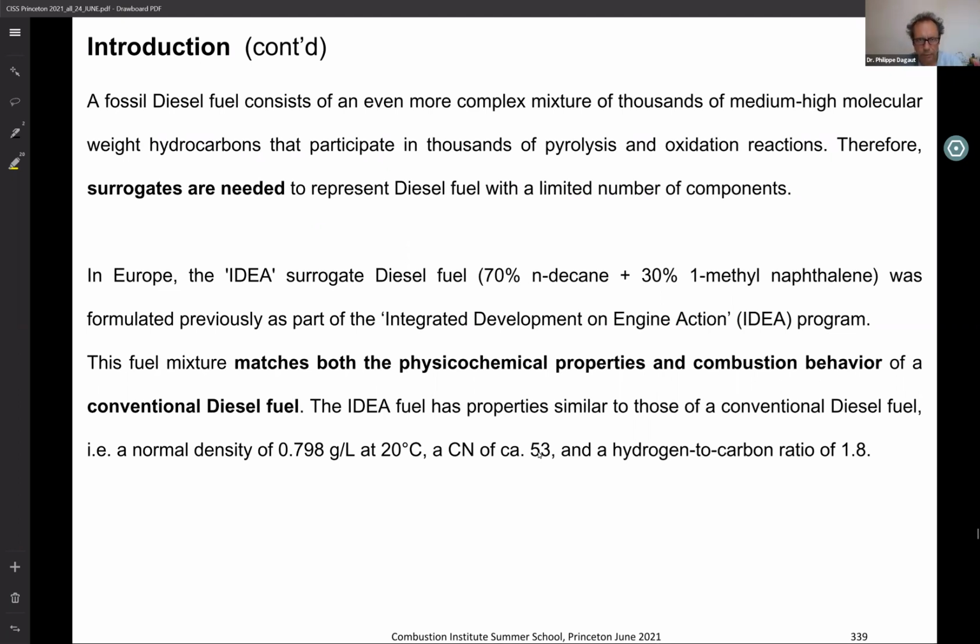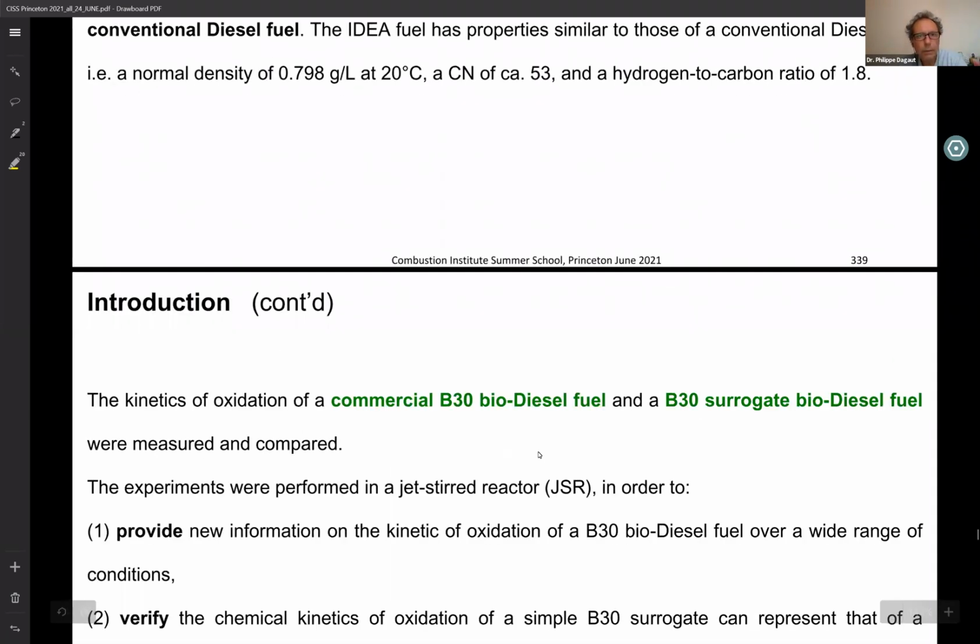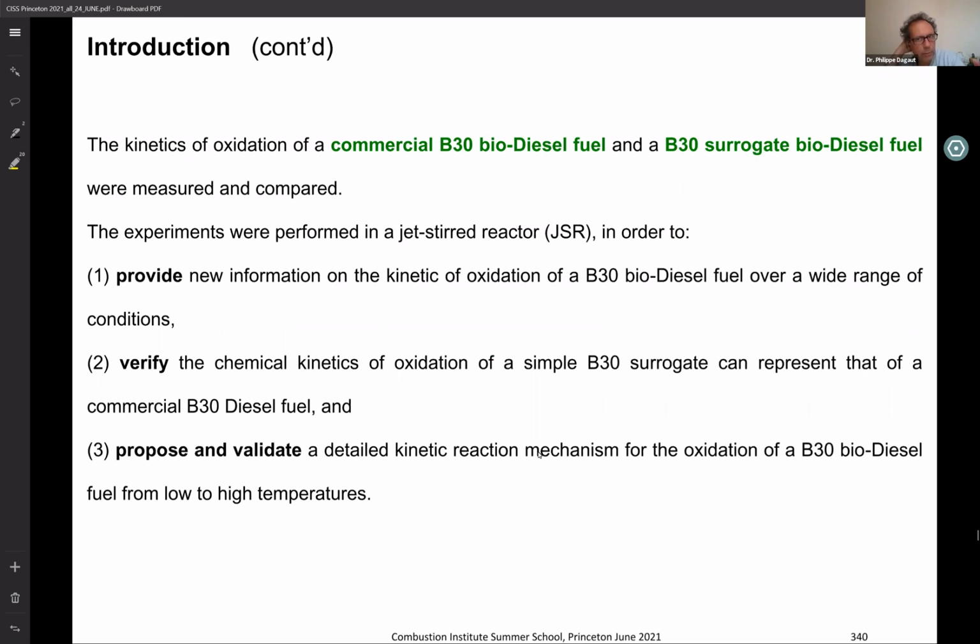So we are back to this idea of a surrogate composed of normal decane and alpha-methyl-naphthalene. And again, this fuel, as you've seen, can match the data and the speciation that we can get in laboratory experiments. So we considered the B30 biofuel and also a B30 surrogate biofuel. The experiments were performed in a jet stirred reactor in order to provide new information on the kinetics of oxidation of a B30 biofuel over a wide range of conditions, verify that the chemical kinetics of oxidation of a simple B30 surrogate can represent that of a commercial B30 diesel fuel, and finally propose and validate the kinetic reaction mechanism for those.